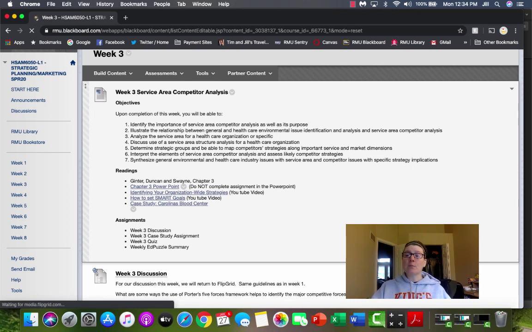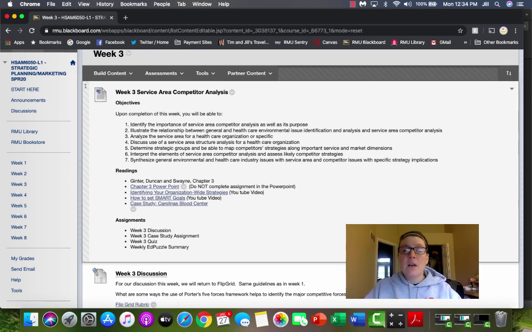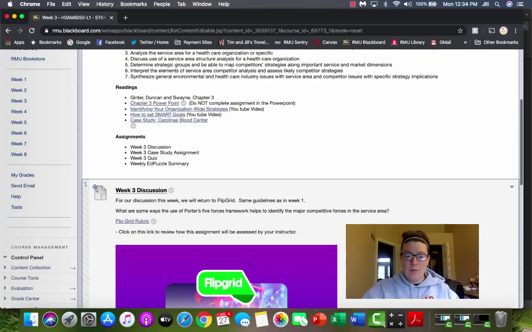So for this week, in week 3, we're actually looking specifically at competitor analysis. So where are the competitors within our service area? We're going to look at that level of analysis. In the discussion, we're going to be talking about Porter's 5 Forces framework. It is detailed in the text, but one of the things about Porter's 5 Forces, especially when we're looking at a competitor analysis, is that it can provide us a higher level of insight than a SWOT analysis could.